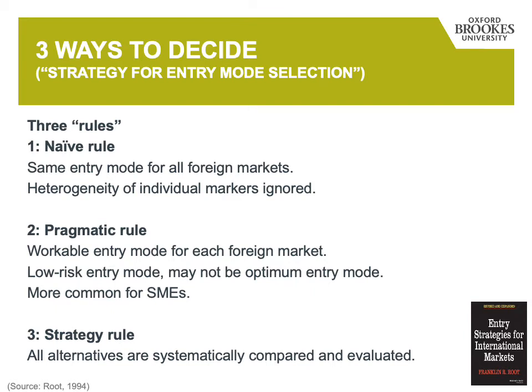3 ways to decide. Strategy for entry mode selection. 3 rules. 1. Naive rule. Same entry mode for all foreign markets. Heterogeneity of individual markets ignored. 2. Pragmatic rule. Workable entry mode for each foreign market. Low risk entry mode. May not be optimum entry mode, more common for SMEs. 3. Strategy rule. All alternatives are systematically compared and evaluated. Suggested additional reading, Root 1994, Entry Strategies for International Markets.